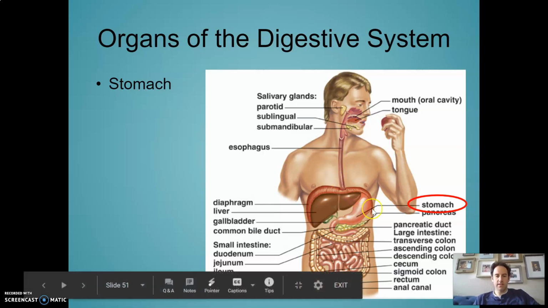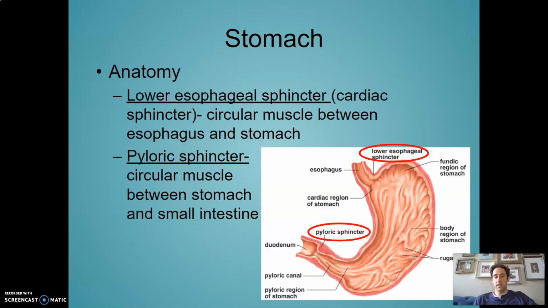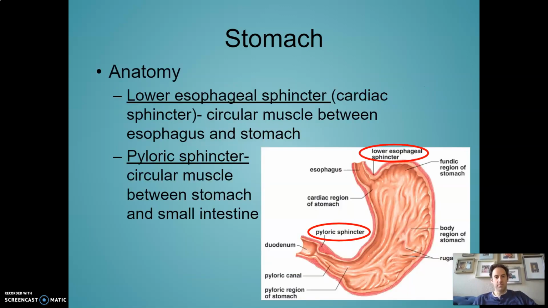We are now in the stomach. So the stomach is this kind of J-shaped organ right here. And I want you to think to that Spogel activity you did. Which part of the sandwich is digested in the stomach? And I'm hoping you said protein. And you are correct if you said protein.